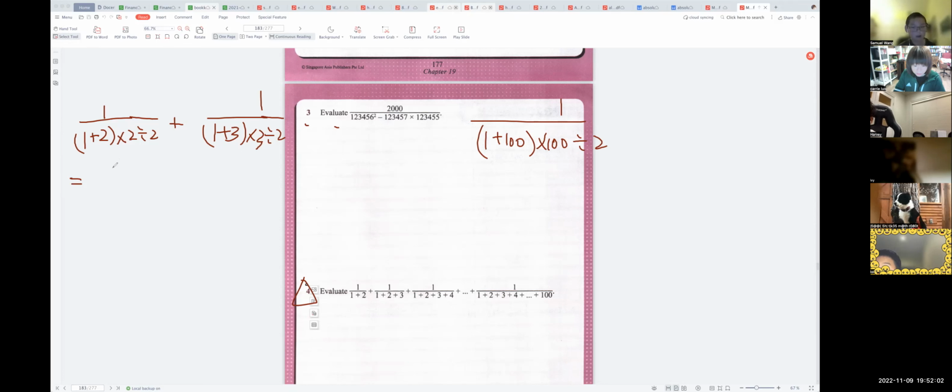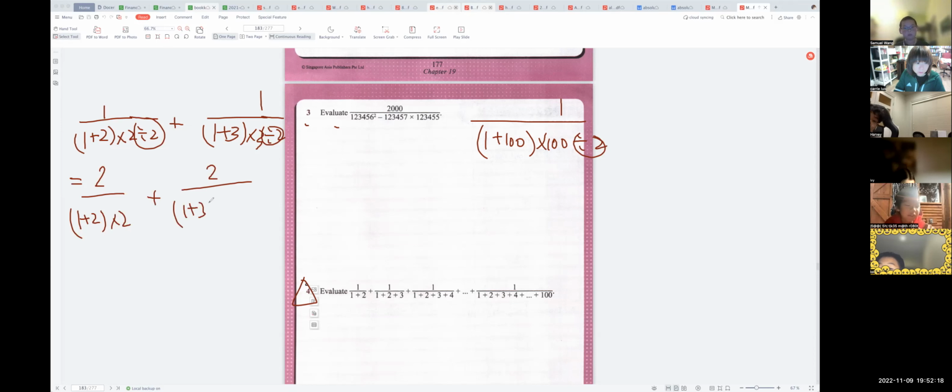Okay, so now let's take a look at this one. So divided by 2 can flip up, correct? So just move it up. 2 over 1 plus 2 times 2, and plus 2 over 1 plus 3 times 3, and all the way to 2 over 1 plus 100 times 100. It's exactly the first question I explained to the whole entire class.